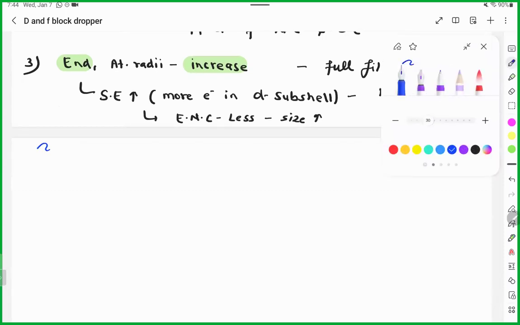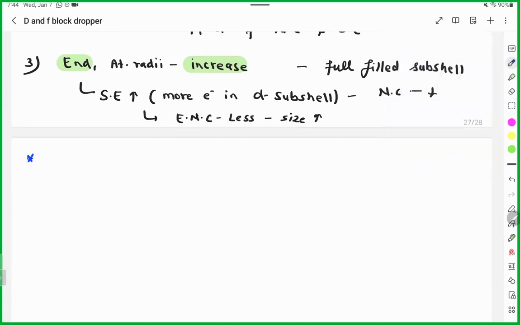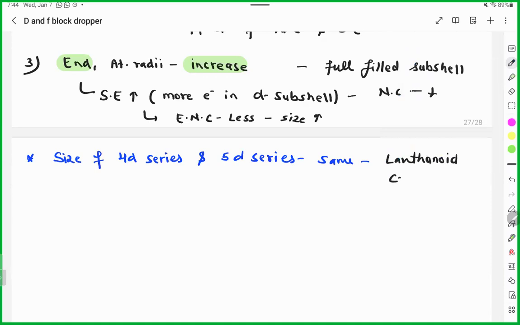Next, Samarth. Size of 4d series and 5d series is almost same. What is the reason? The lanthanoid contraction. Yes. Size of 4d series and 5d series is almost same, and the reason is lanthanoid contraction, because the question will be framed in the same way. That's why today we are doing it in the form of questions rather than theory.